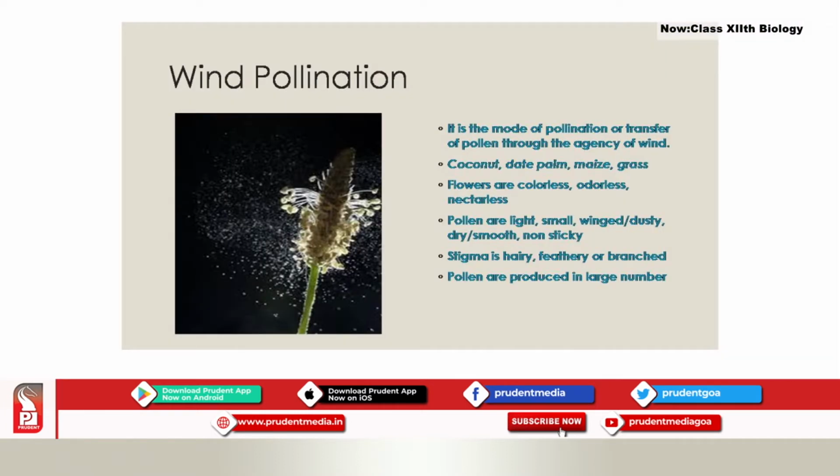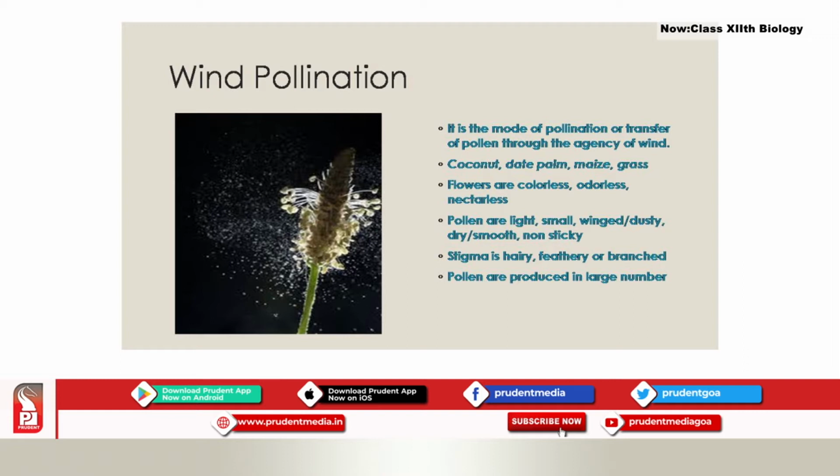Wind pollination is the next one. It's also known as anemophily. How do you define wind pollination? It is the mode of pollination, or transfer of pollen, through the agency of wind. Examples: coconut, date palm, maize, grass, etc. So these are the plants that will carry out wind pollination.